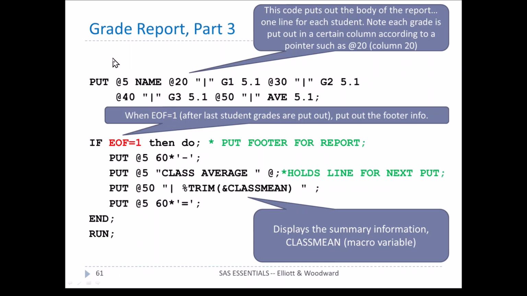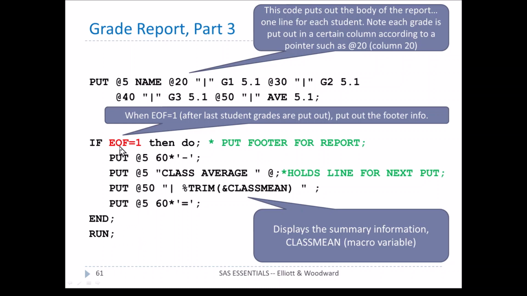Now part 3. So that was the header. Now we're looking at the guts of the report. So in the guts of the report, we're going to move to column 5. Again, move to and then enter the name of the person. Then move to column 20, enter their grade, formatted. Go to column 30, enter grade 2, formatted, grade 3, formatted, and average. And it's going to continue to do that.